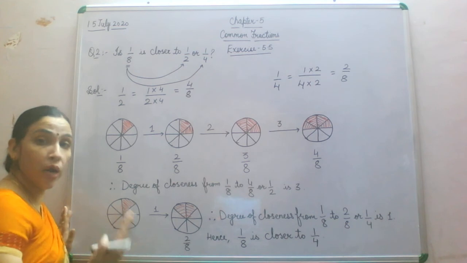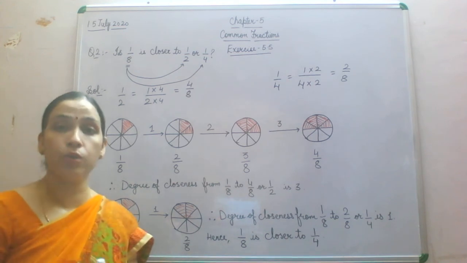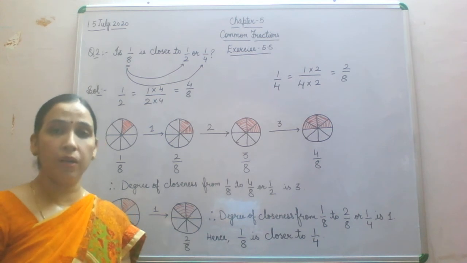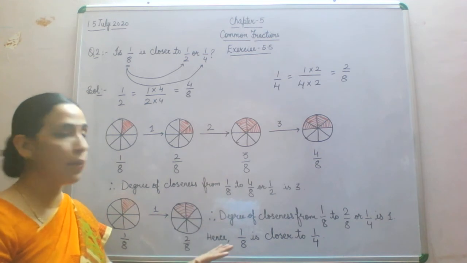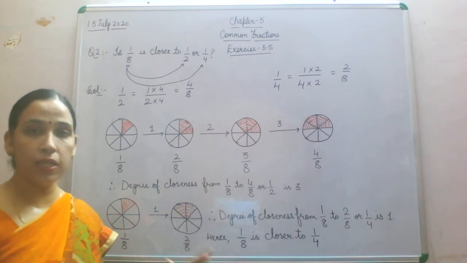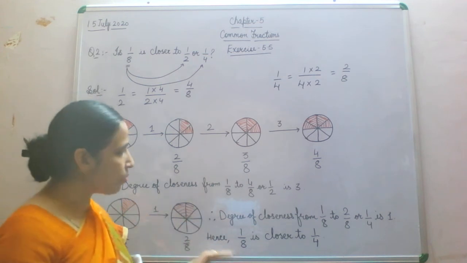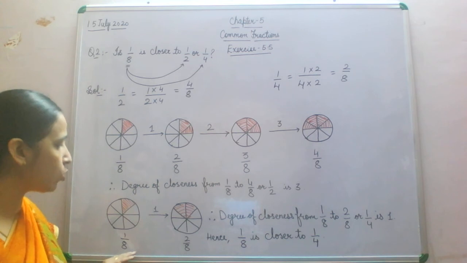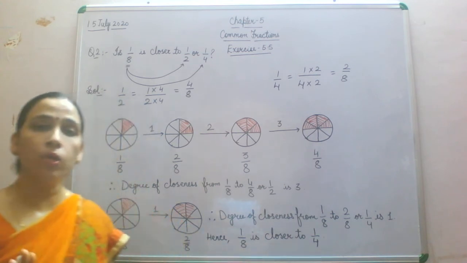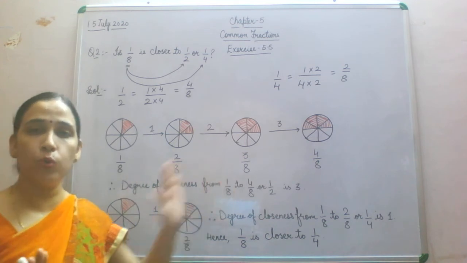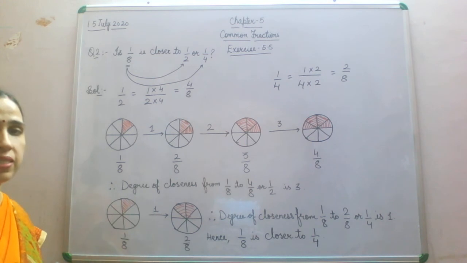Hence, what you have to find out in this question is which fraction is closer, 1 by 2 or 1 by 4. So by comparing this and this, you will be able to know which fraction is closer. So here we find out that 1 by 8 is closer to 1 by 4, which is 2 by 8. Fine. So in the same way you have to do this question in your notebook.